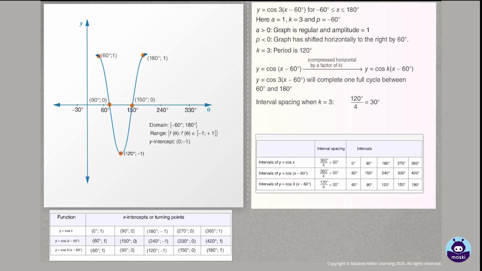The y-intercept is 0, negative 1. The maximum turning points are negative 60 degrees, 1; 60 degrees, 1; and 180 degrees, 1, and the minimum turning points are 0, negative 1, and 120 degrees, negative 1. The period of the given cosine function is 120 degrees.